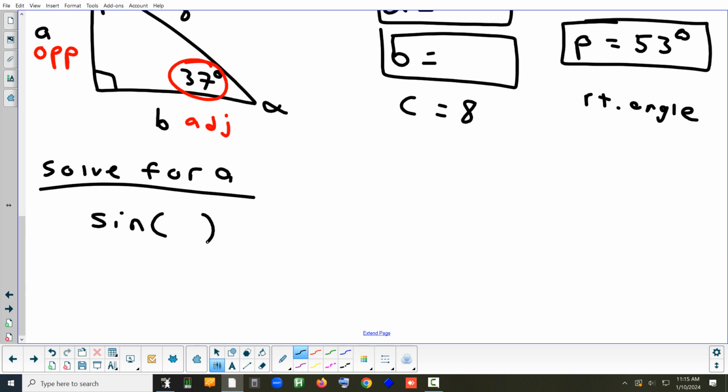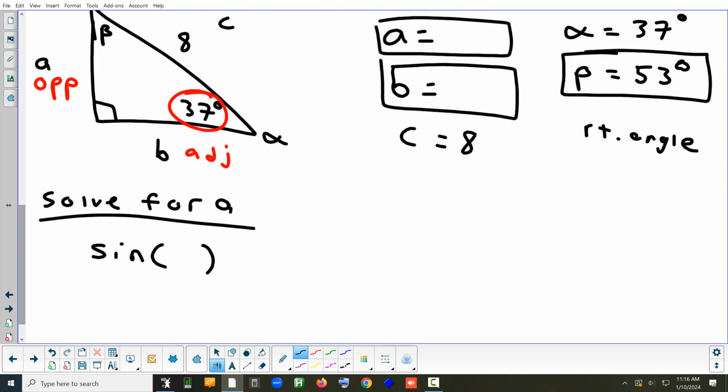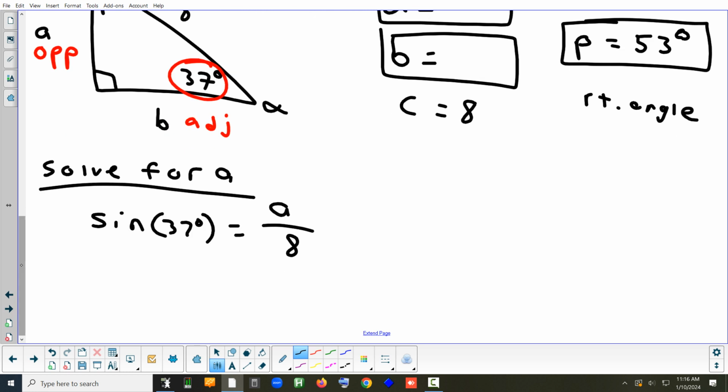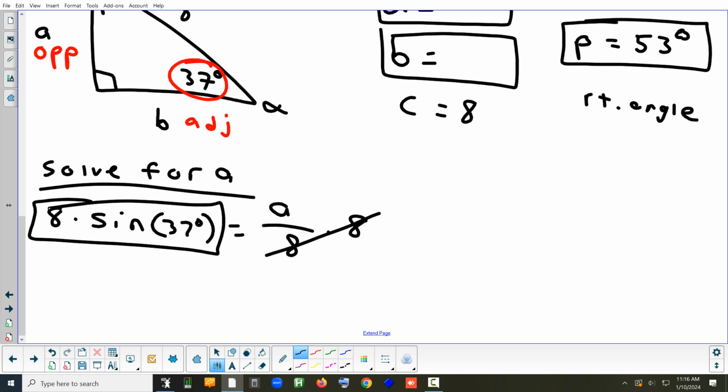What gets plugged into a trig function as the argument is the angle. So it's sine of 37 degrees equals opposite over hypotenuse. What's opposite 37? A. And what's the hypotenuse? 8. And how would you get A by itself there? Multiply by 8. Okay, we do have to type that in and round it off, but that's what you're going to type in.